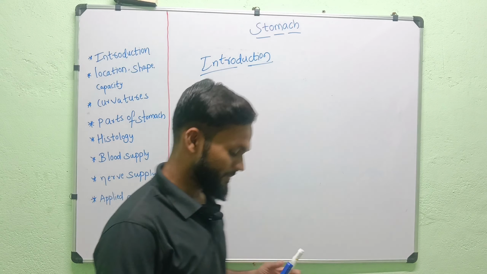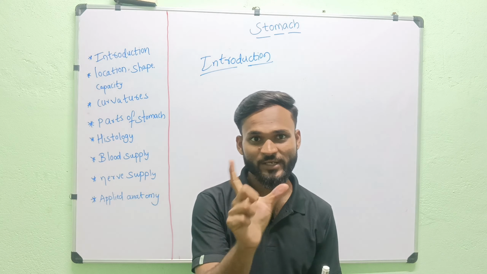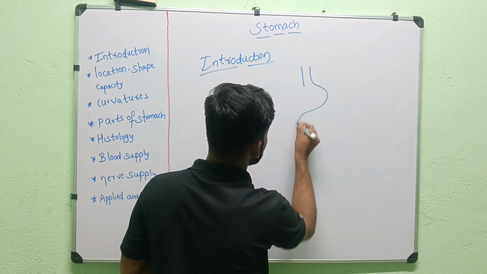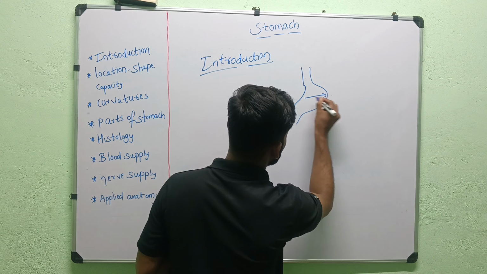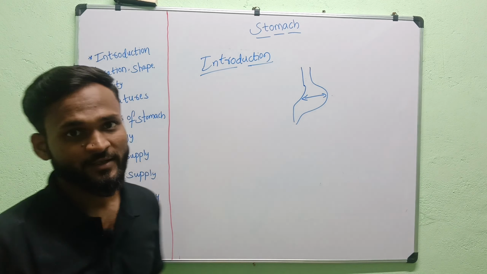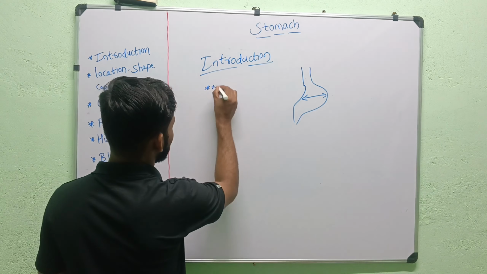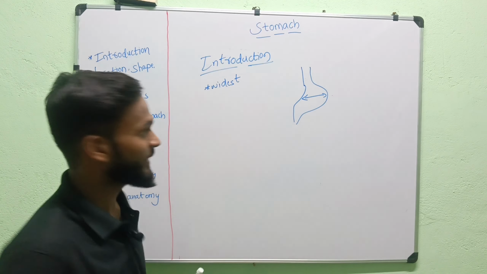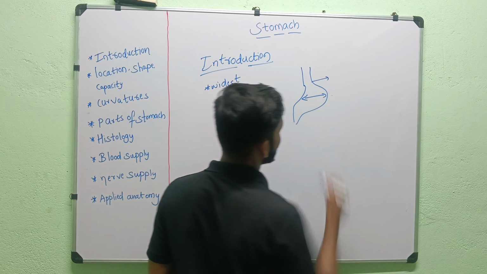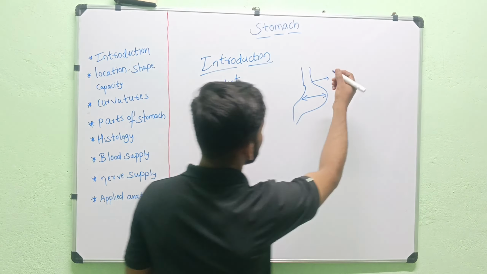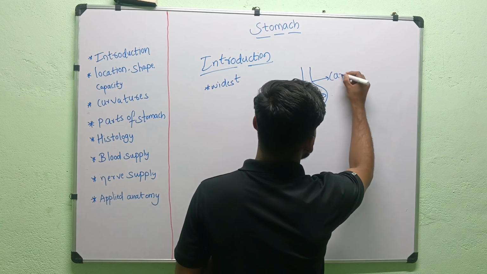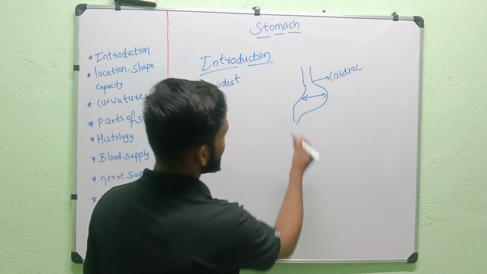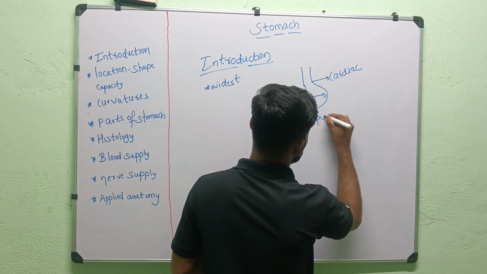As you know, the stomach is one of the widest, most dilated parts of your GI tract. The upper part of your stomach is known as the cardiac part, and the lower and last part of your stomach is known as the pyloric part.